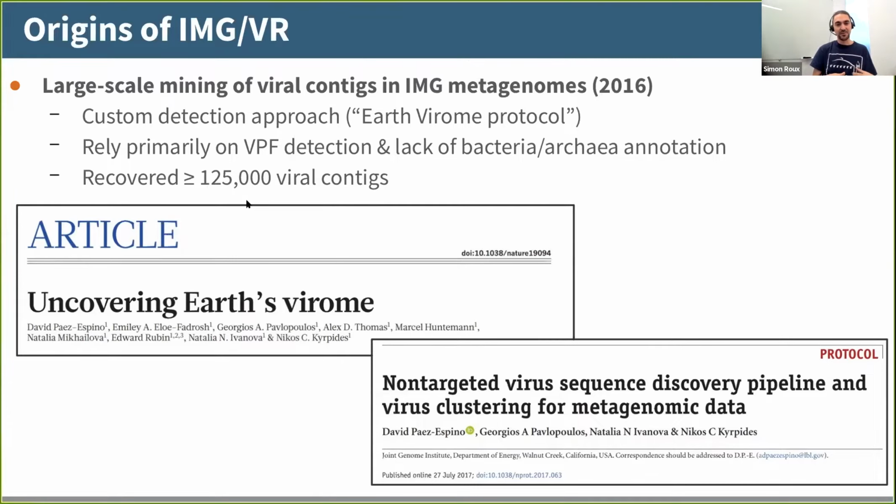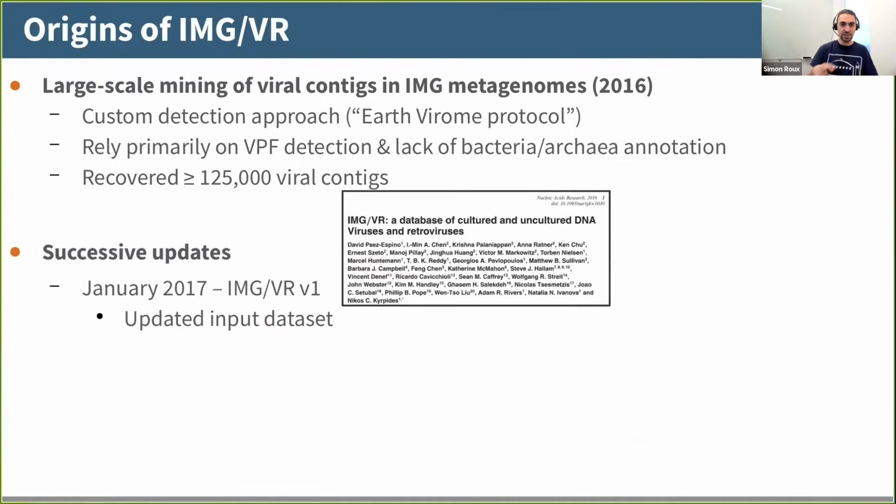David's project recovered about 125,000 viral contigs, which was a lot to analyze. But then came the question of how we share this resource in a meaningful way, beyond dumping everything in a supplementary file with the 2016 paper and moving on. So to share these more than 100,000 contigs, it was decided to create a subset of IMG and call it IMGVR.